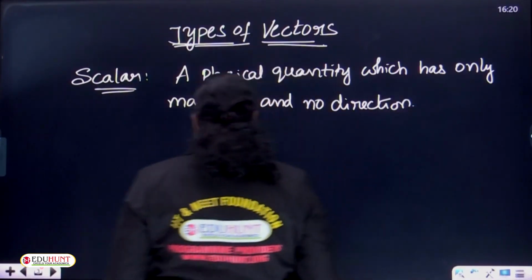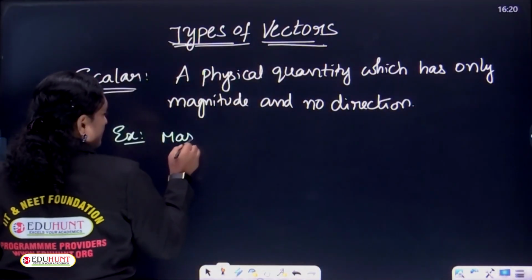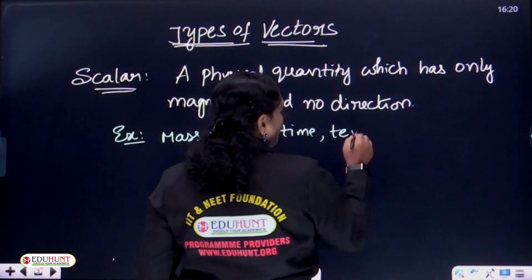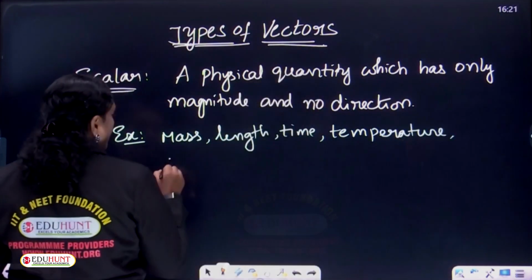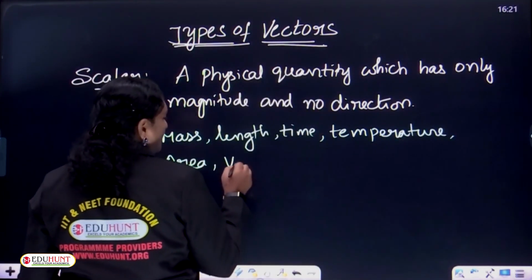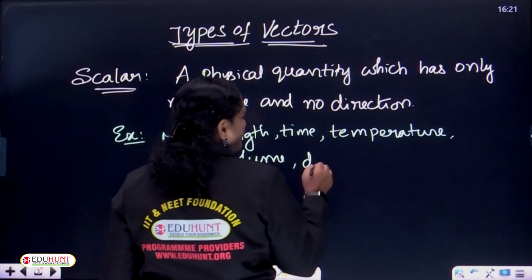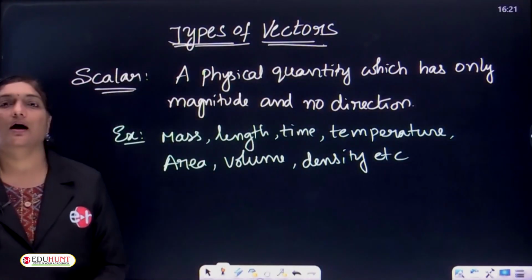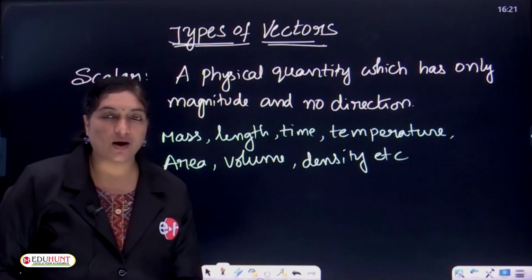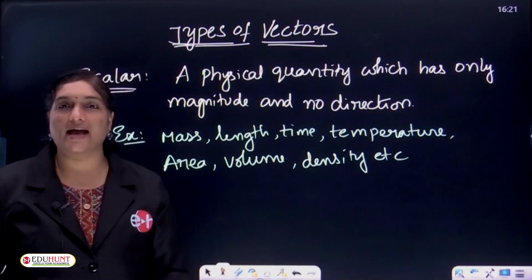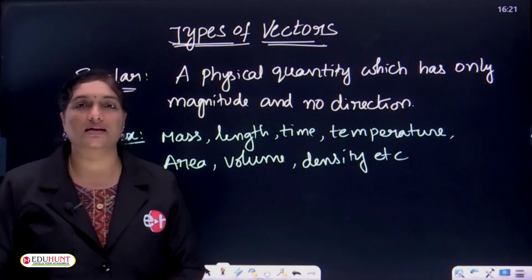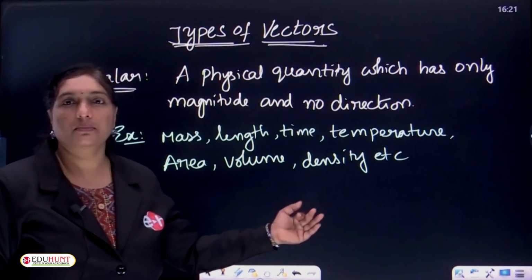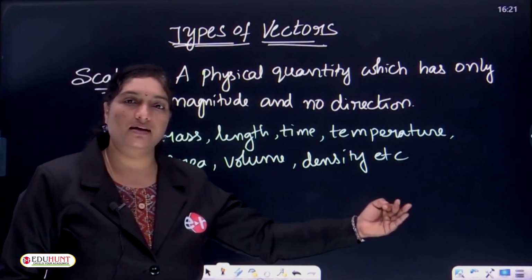Best examples for this are mass, length, time, temperature, area, volume, density, and many more. So what is a scalar, children? What is a scalar quantity? A physical quantity which has only magnitude and no direction is called a scalar quantity or simply a scalar. Examples are mass, length, time, temperature, area, volume, density, and so on.